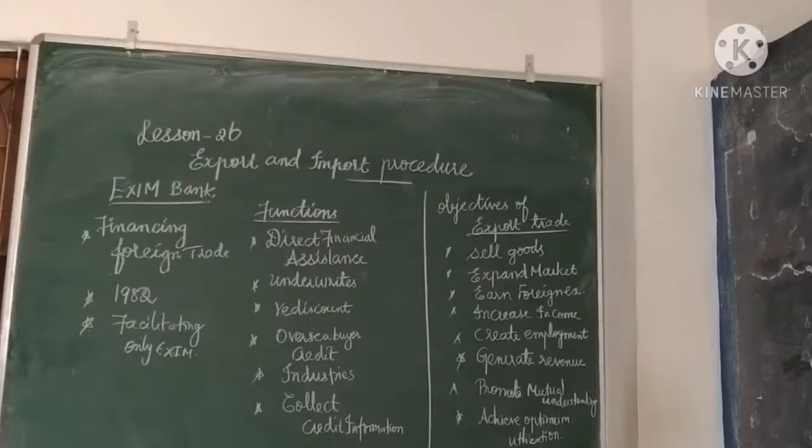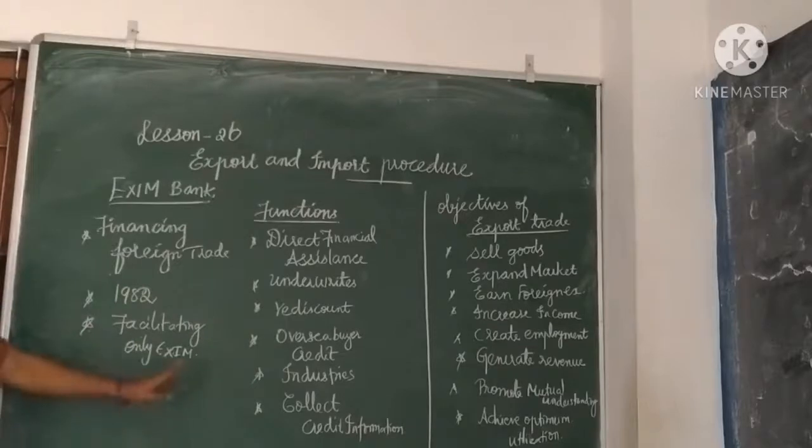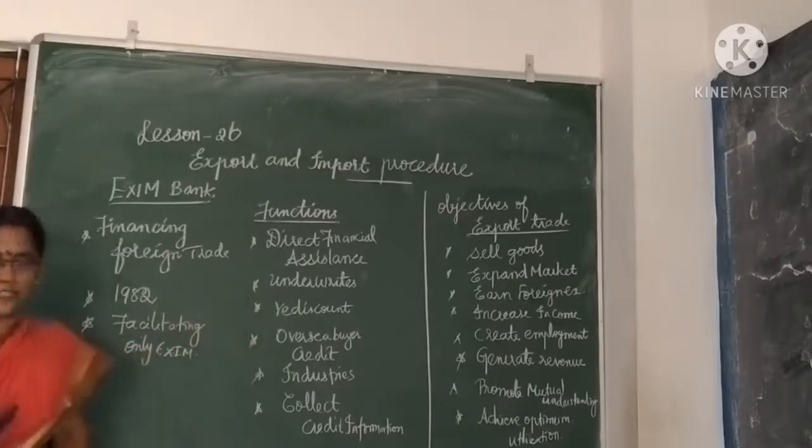Then the Exim Bank provides a rediscount facility in respect of export bills. Which bill? Already we have studied the bill of exchange in accounts, isn't it? For a period not exceeding 90 days. Against which one do they give this facility? Short-term export bills discounted by commercial banks. So the rediscount of bills facility is available in the Exim Bank, and also overseas buyers get credit facilities.